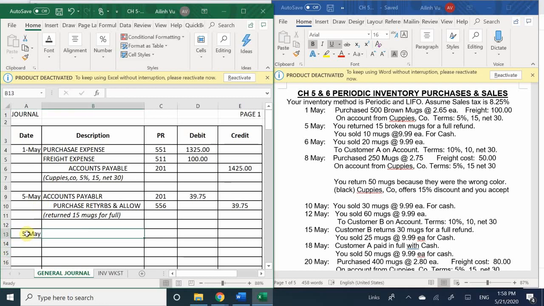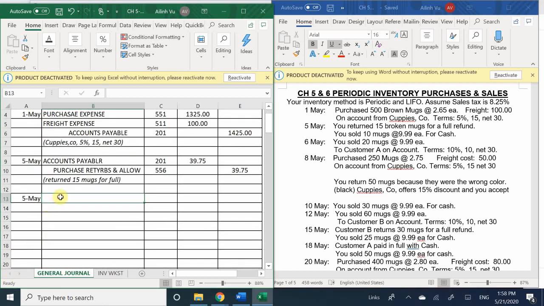We sold 10 mugs at $9.99 each, right? And it says right here, we sold it for cash. Oh, I thought it was on account. Let's read it again. You sold 10 mugs at $9.99 each for cash. Okay, yes, cash. So we recognize cash because that's what we're receiving.